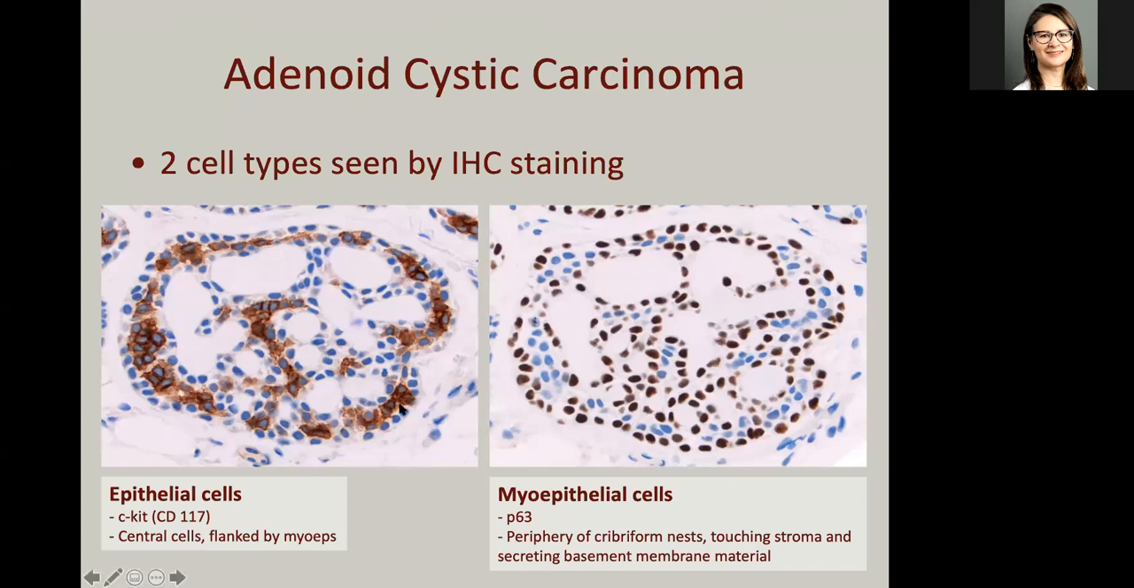The 2 cell types that we see in adenoid cystic are, of course, our epithelial and myoepithelial. And in the cribriform structures, the epithelial cells, as you can see here, are sort of sandwiched right between the myoepithelial cells on the edge. The myoepithelial cells on the edge here are highlighted by P63. The epithelial cells here and here are highlighted by c-KIT or CD117. So we use these stains sometimes to help us distinguish those 2 cell types in this carcinoma.